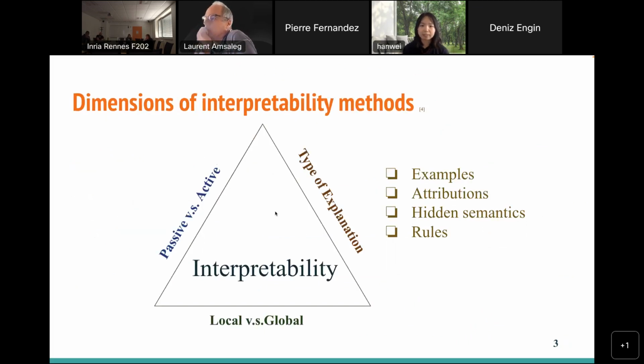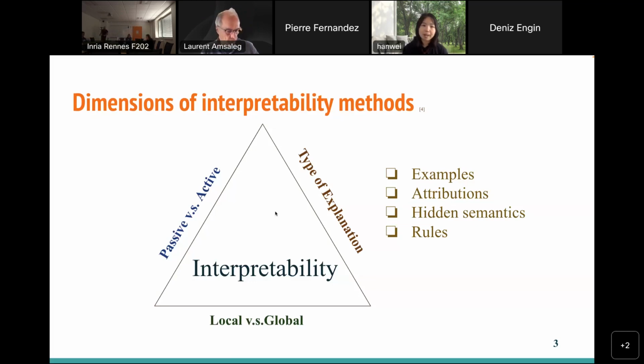The work in this domain is quite varied, because the researchers working on this topic have very different backgrounds. However, all these methods can be described according to three dimensions. The first dimension is passive or active. Passive work is also called post hoc methods, which means we don't change anything about the neural network. We use other techniques to explain how the model works. Active means we modify the architecture or the training process of the network so that it has some interpretability itself.